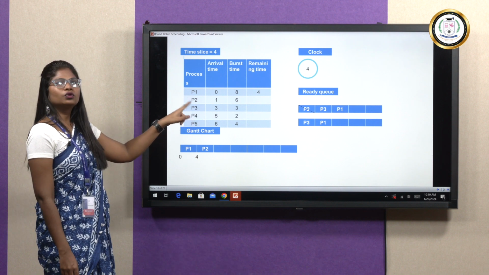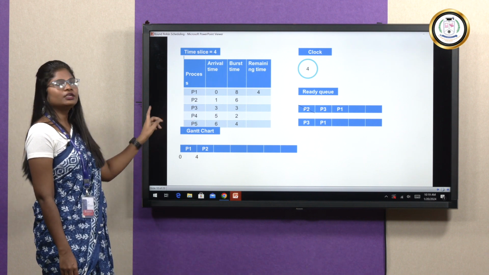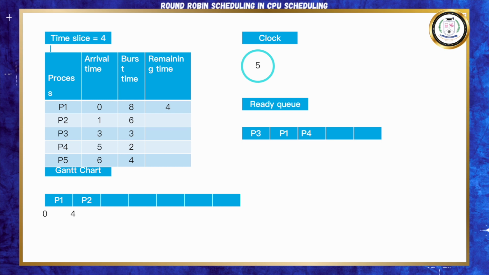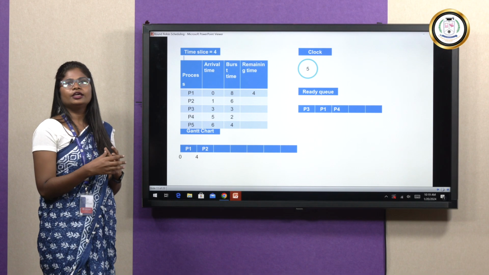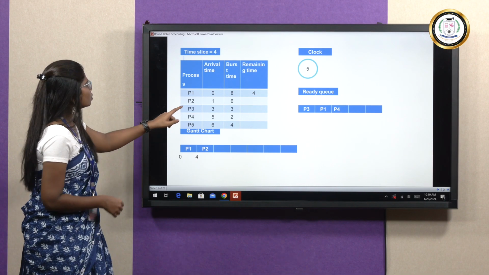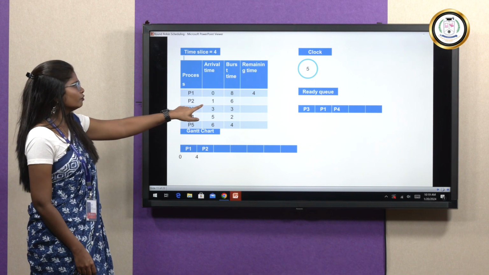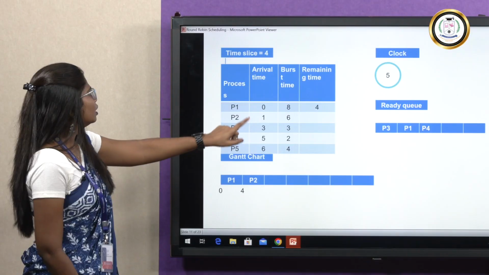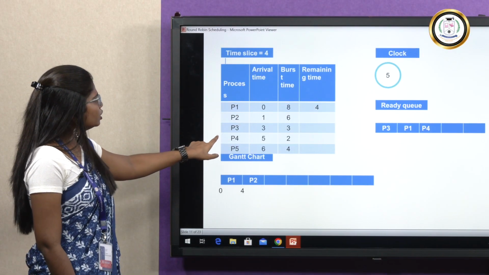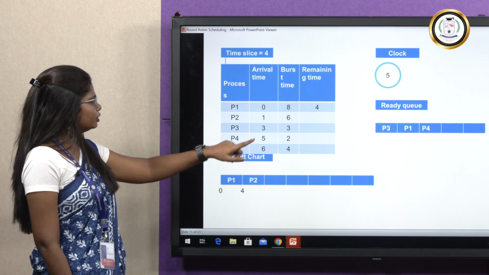So it again gets into the ready queue, and it waits for the CPU time. That is, after getting into the CPU from the ready queue, the process will be removed. So each and every process, that is P1 and P2, will be removed from the ready queue, and now we have P3, P1 and P4. As the clock time is 5, the process P4 has entered the ready queue.